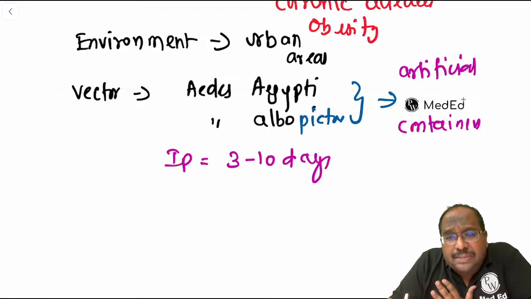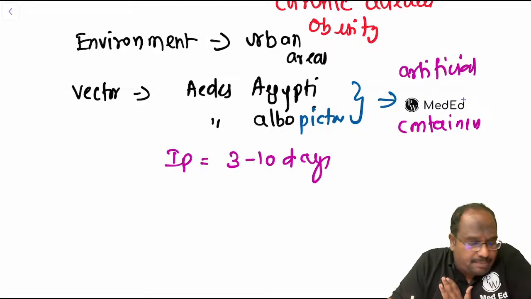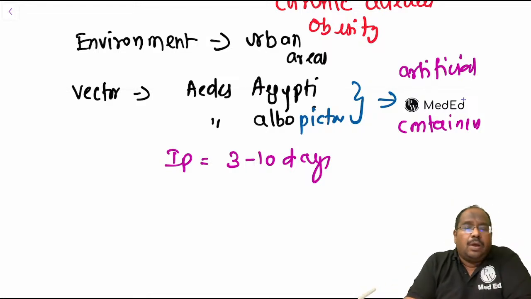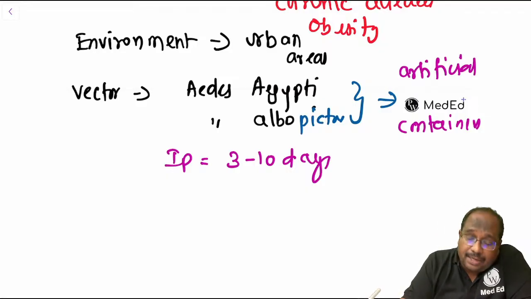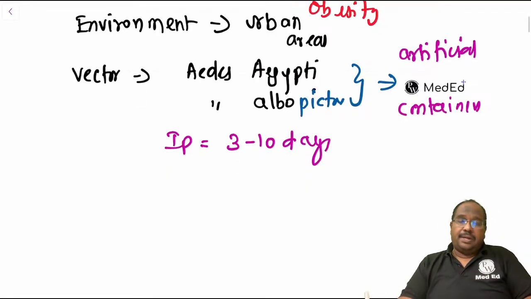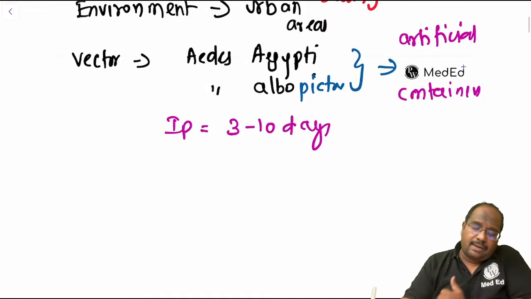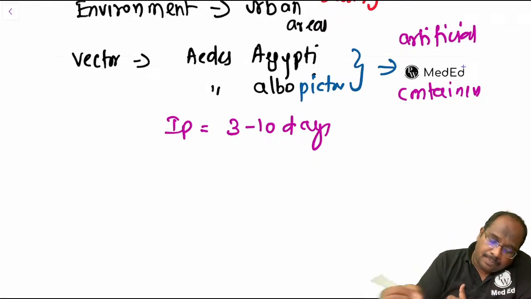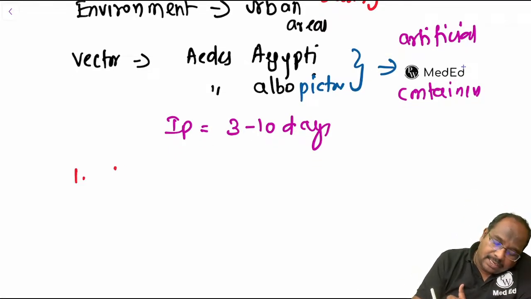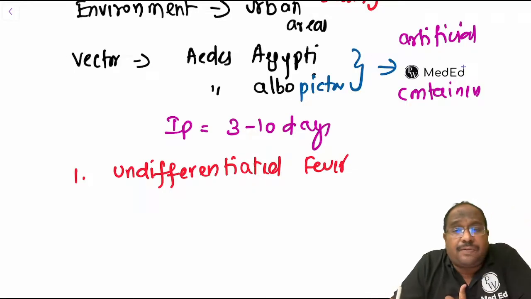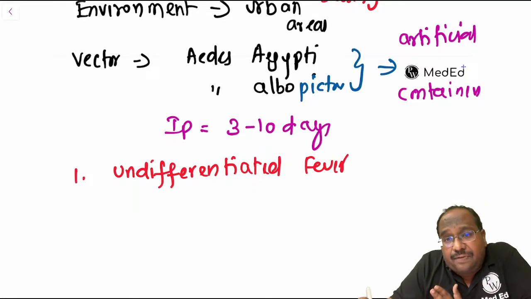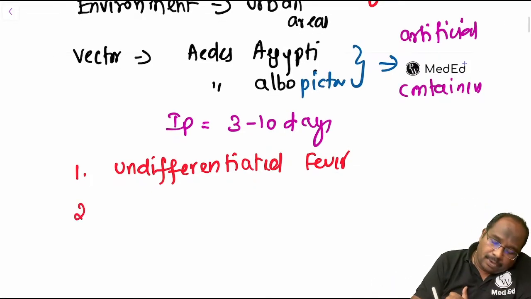The patient can present as dengue fever. You may not see malaria also, but you will be seeing a lot of dengue cases. Nowadays dengue is very common. What are the types it can present as? It can present as undifferentiated fever, like any other viral fever, it can come and it can go.